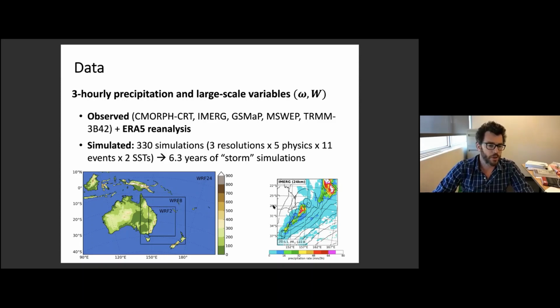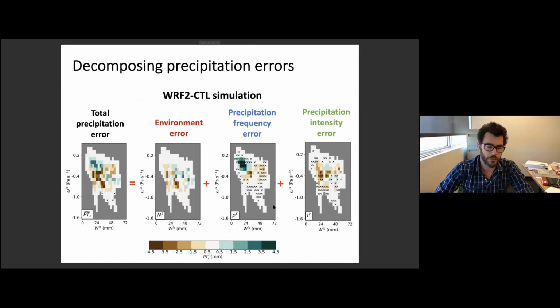So we applied the decomposition to each of these simulations, and of course, then we can calculate the errors in the way I showed in the equations before. And so the total precipitation error here I show just for one specific simulation. This is the WRF2, so one of the convection permitting simulations. CTL is the control simulation, and what you see is the total precipitation error as the sum of the three different terms that I defined before.